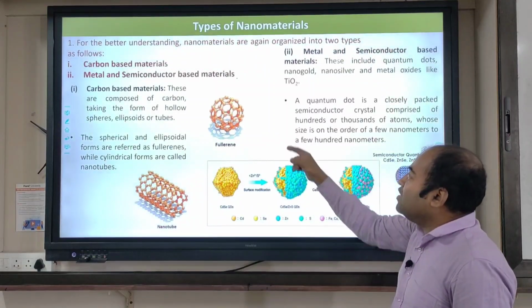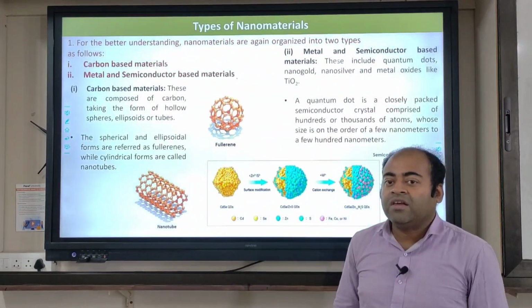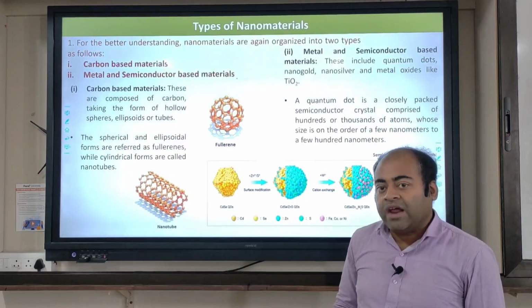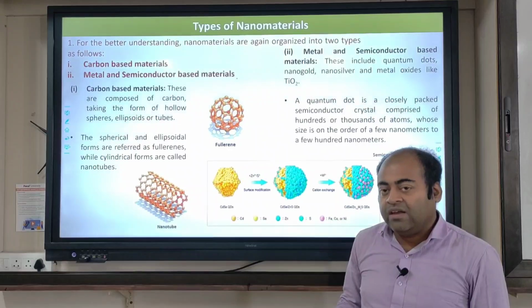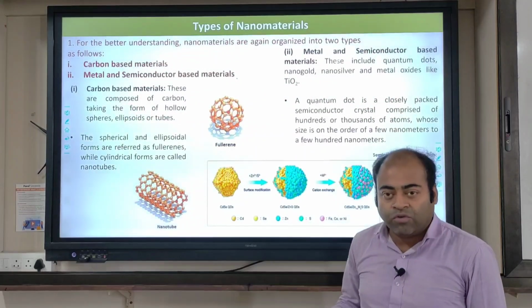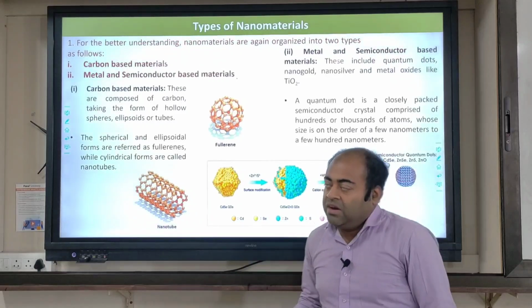Now in metal and semiconductor based materials there are thousands of materials. The pure metals are in the nanoparticle state, and the metal oxides, and also the sulfides and chalcogenides, are in the nanostructure state.